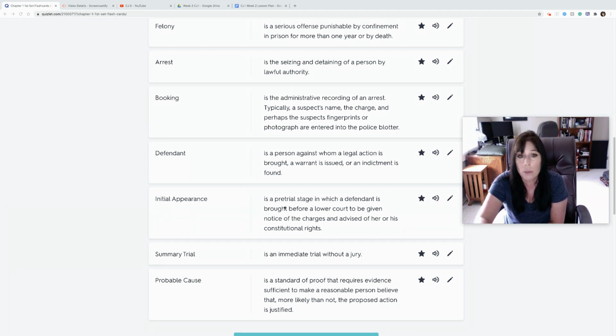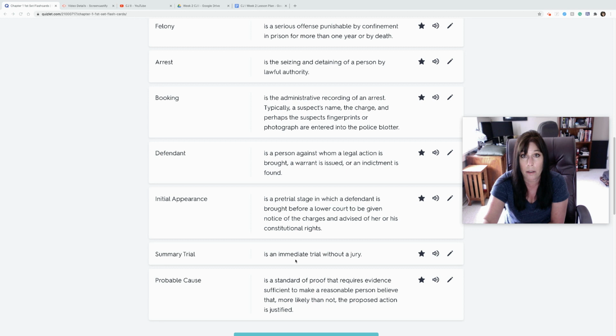So it's just initial appearance, pre-trial stage. You're told what the charges are exactly against you, and you're told of what your rights are. Like you have the right to an attorney. If you can't afford one, one will be appointed to you. That's when that happens. Our next term is summary trial. And it is an immediate trial without a jury. So you don't always get or have to have a jury trial. Traffic offenses happen usually with a summary trial, and a lot of misdemeanors happen with a summary trial as well. And that would be just an immediate trial in front of a judge, and the judge decides guilty or innocent right then and there.